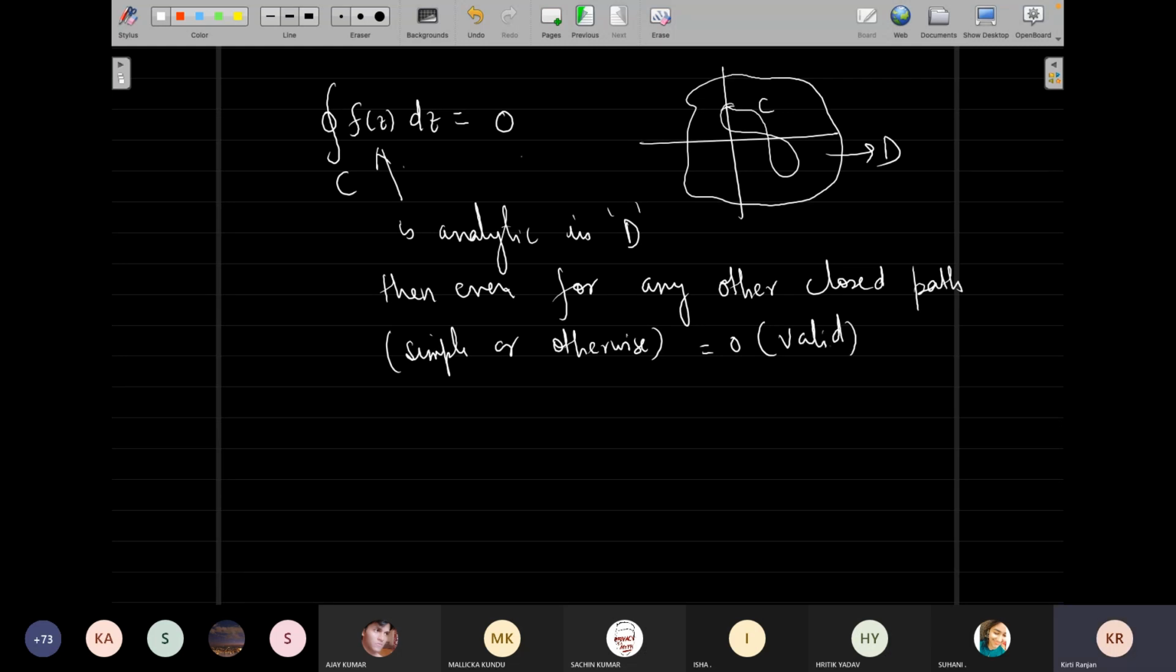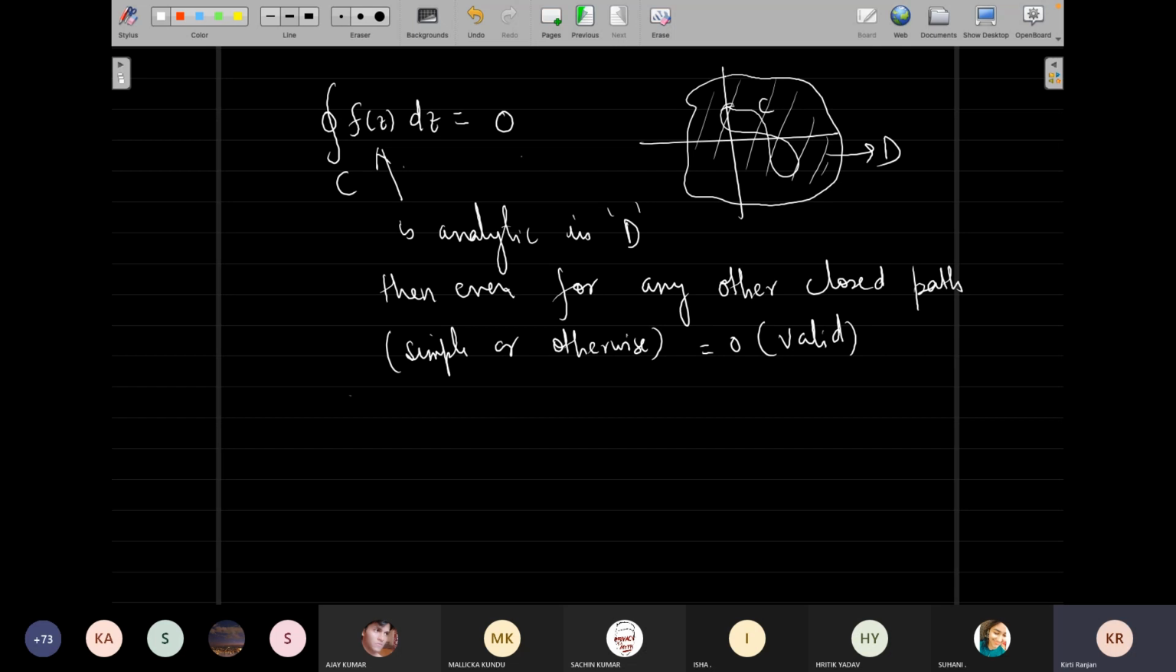So Cauchy-Goursat proved that the integral of f(z) dz over a simple closed path has to be equal to 0. But if this path is lying in any domain in which our function is analytic, then the result remains valid. This was proved later. This was not considered part of the theorem, but later on it was shown that it can be done. Again, I'm not going into the proof of this.